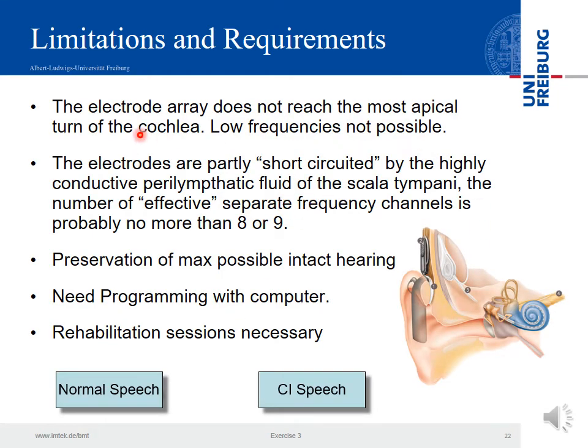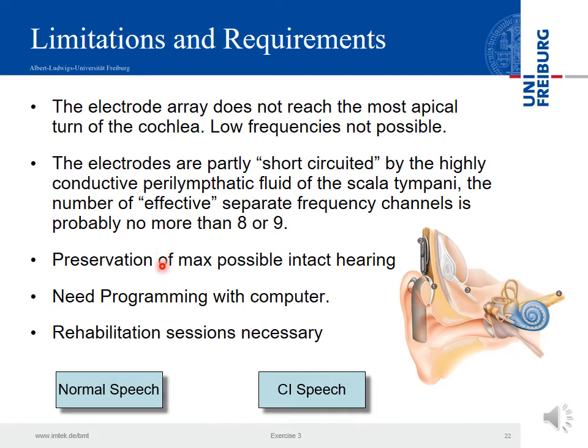The cochlear electrode array does not reach the most apical turn of the cochlea. That means low frequencies are not possible, and this is a challenge because we need the low frequency components for the structure, so the consonants of the speech, and therefore you have to go as high as possible to get that structural clarity. And the perilymphatic fluid is highly conductive. That means even if you would have many electrodes and you would place them closely to each other, they might get short-circuited over that fluid of the scala tympani. So effectively, nowadays, you can separate frequency channels about 8 or 9.